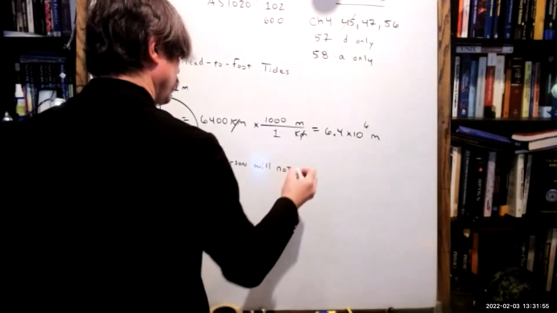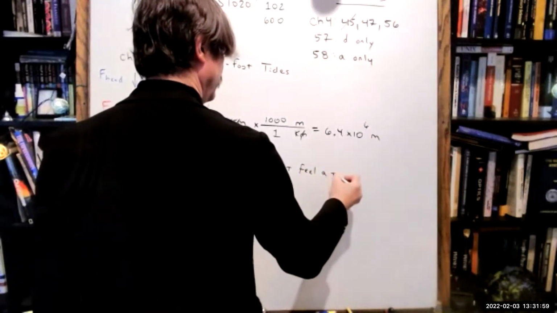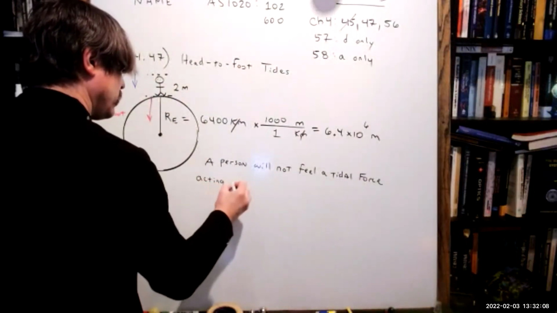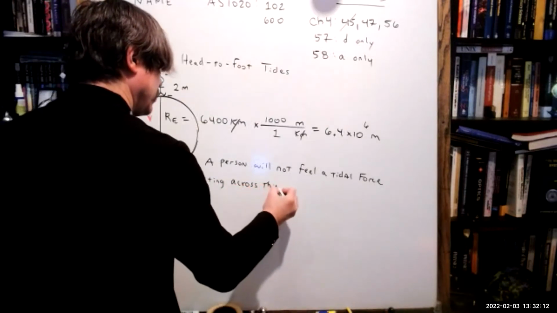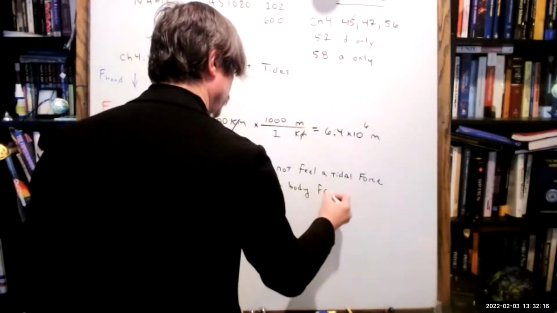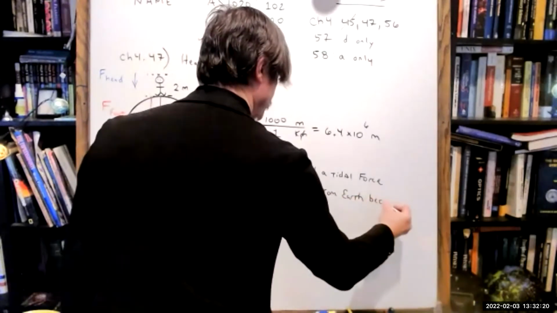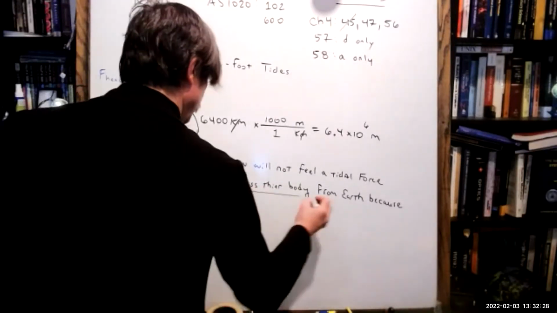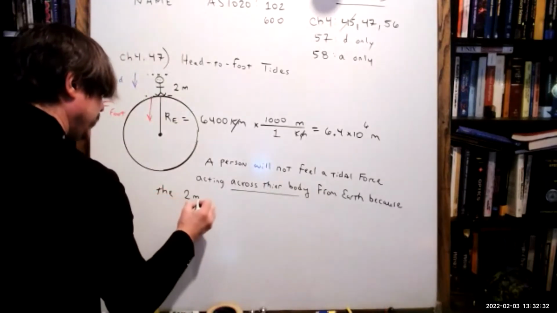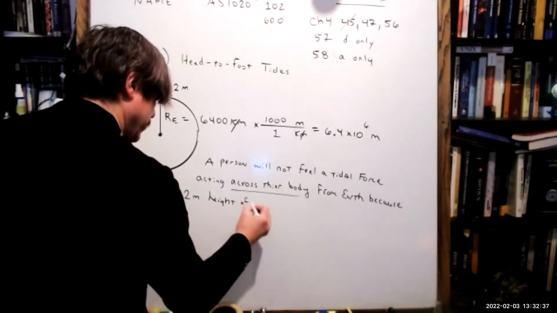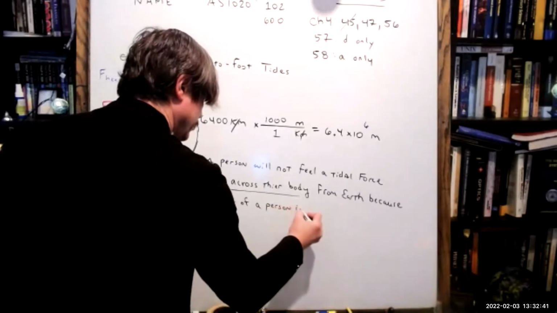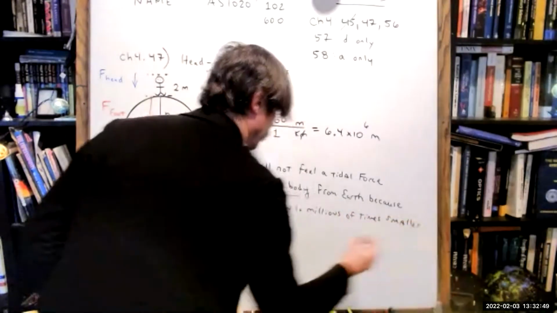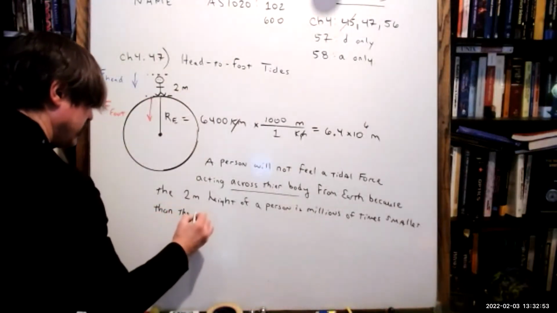A person will not feel a tidal force acting across their body from Earth, because the 2-meter height of a person is quite literally millions of times smaller than the radius of Earth.